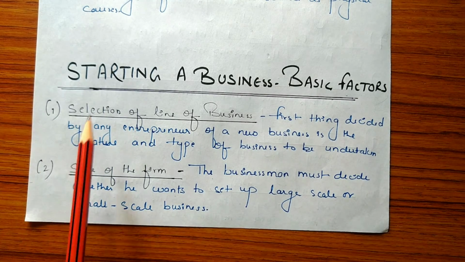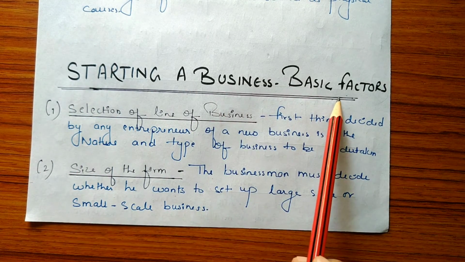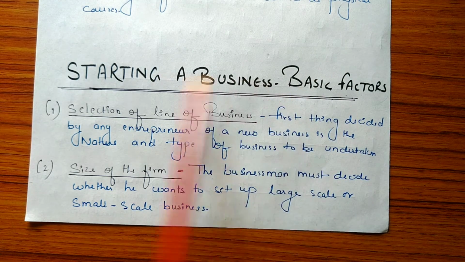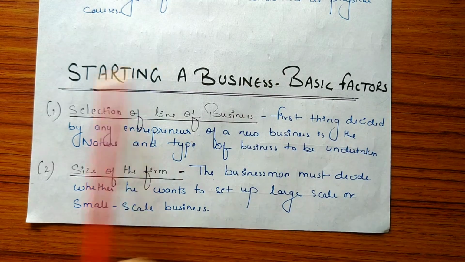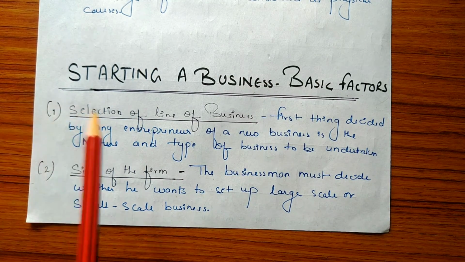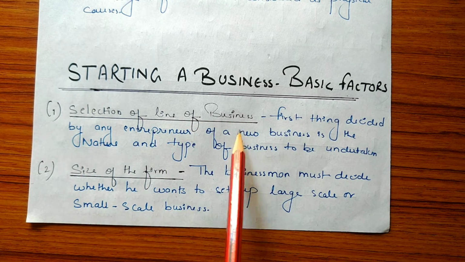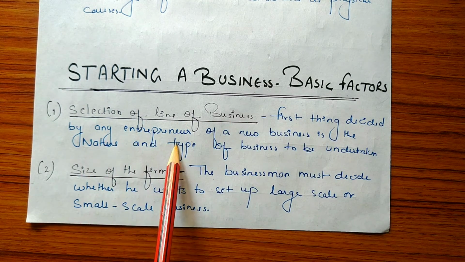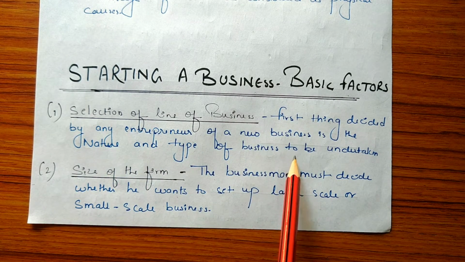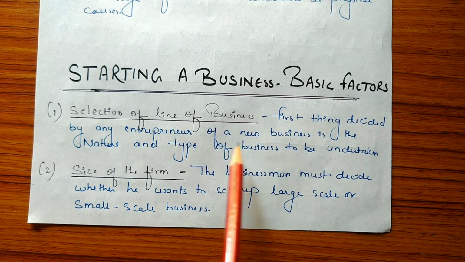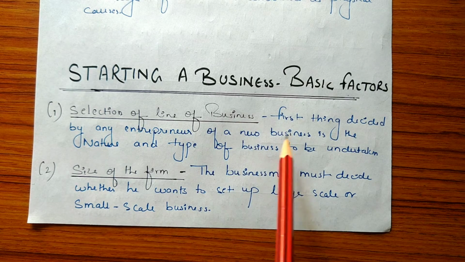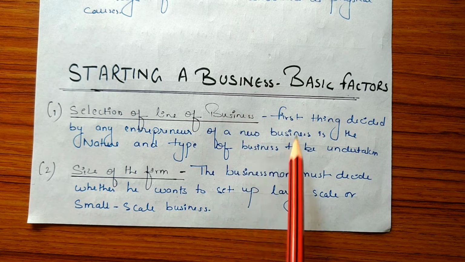Moving on to the next topic, that is starting a business: basic factors. What are the basic factors that a businessman has to keep in his mind while starting a business? So we will discuss those basic factors here. The first factor is selection of line of business. The first thing decided by an entrepreneur of a new business is the nature and type of business to be undertaken, which means the businessman will decide the line and type of business he wants to start, whether he wants to set up an industry or involve himself in commercial activity.